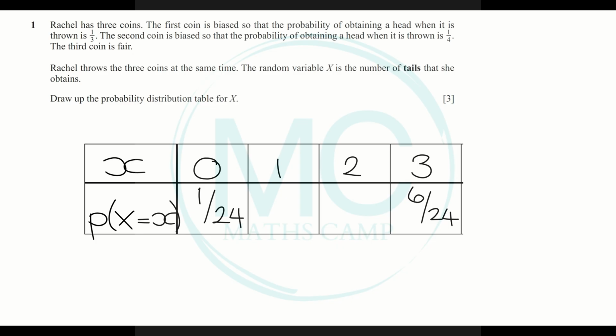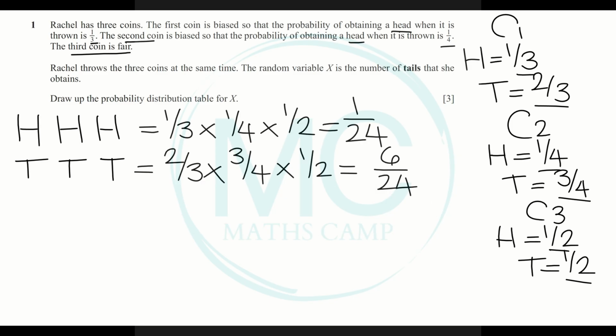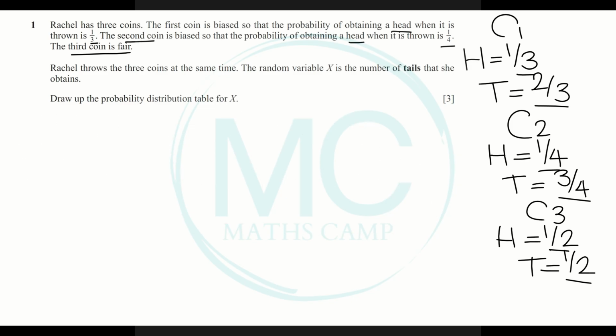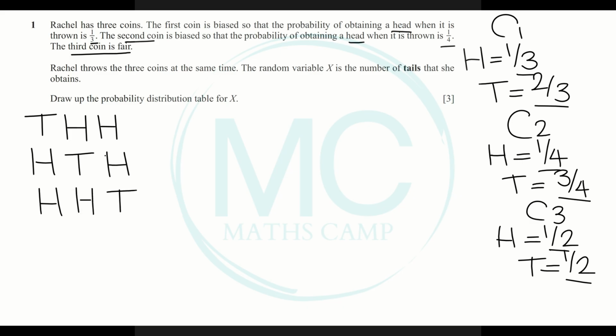Now I need the probability of one tail or two tails. Let's start with one tail. I'm going to make some space. If I get one tail out of the 3 coins, that means I get a head from the other 2. So I can get a tail from coin 1, head from coin 2, and head from coin 3. Or I can get head from coin 1, tails from coin 2, and heads from coin 3. Or I can get heads from coin 1, heads from coin 2, and a tail from coin 3.